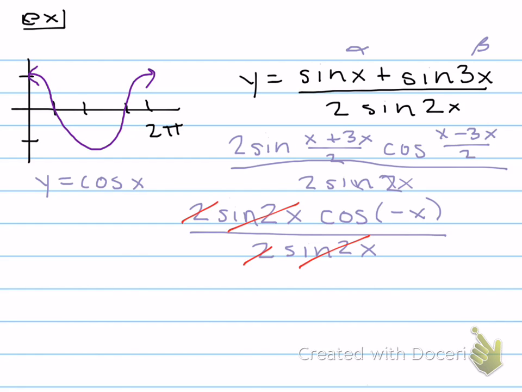And now I'm left with cosine of a negative x. And I know that cosine of a negative x, the negative goes away. So I have cosine of x. And that is what I was trying to prove it equal to. So at this point, we can say my identity is verified. So that's all for today. We'll pick up with this tomorrow.